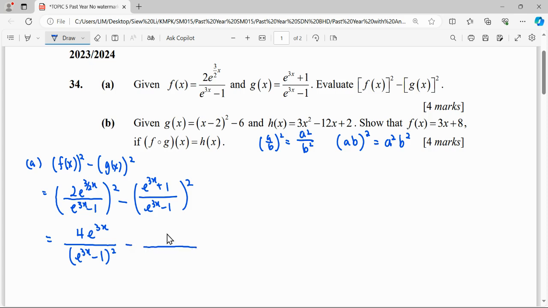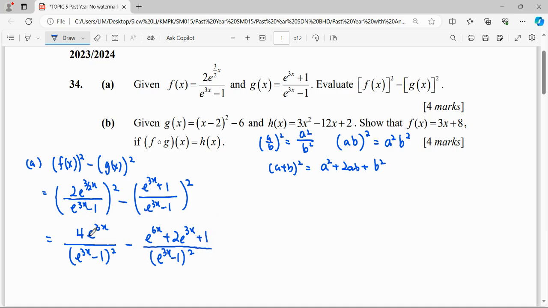Meanwhile, for g(x), when it's squared, for the numerator we keep it the same. You can see later we can get the same denominator, so we don't need to expand. Up here, we're going to expand this. So (a plus b) squared will be a squared, then 2ab, then plus b squared. Simplify here: (e^(3x)) squared will become e^(6x). 2 times a times b becomes 2e^(3x). Then 1 squared will become 1.